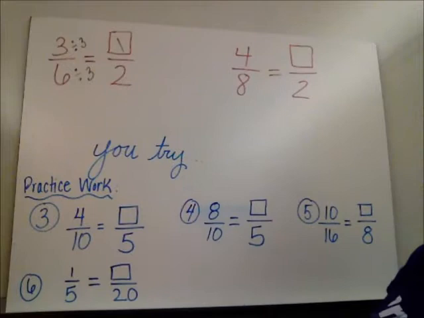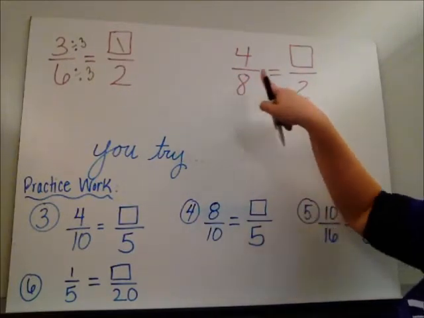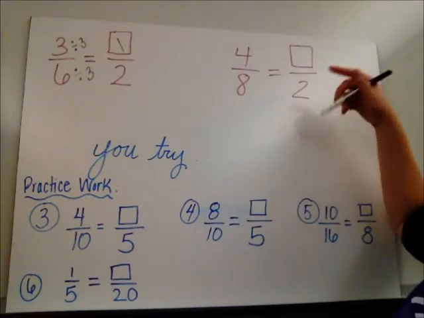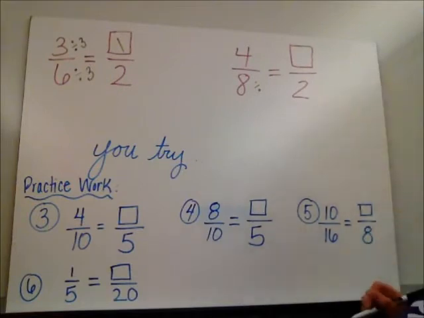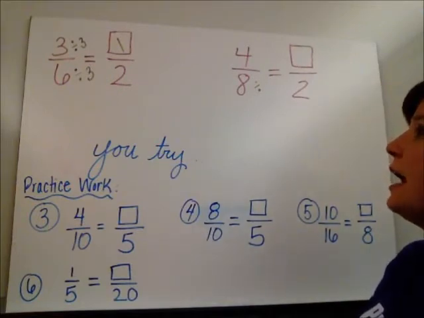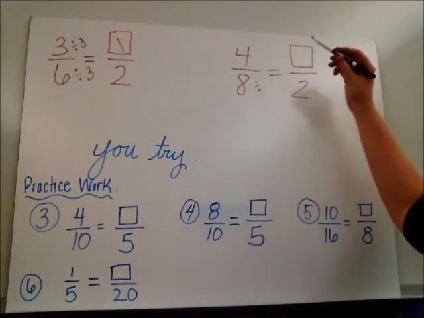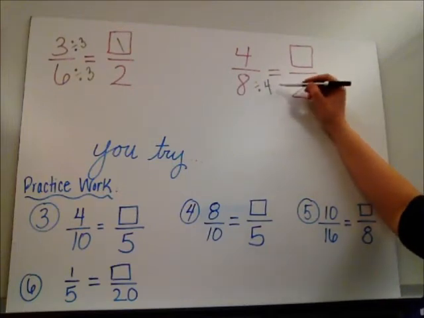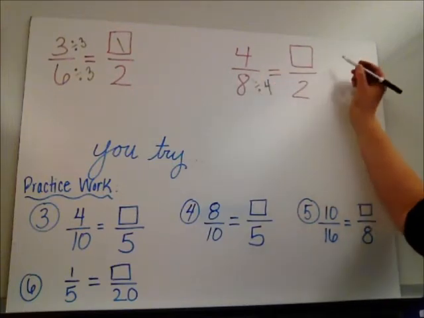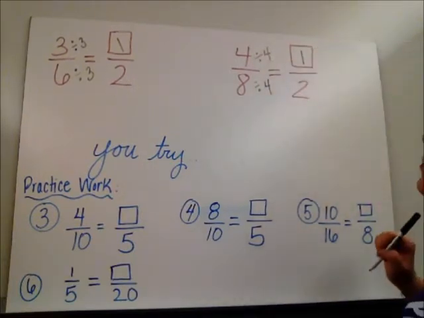All right, we have another problem over here the same kind of way. So we start with 4/8, and that's equivalent to some halves. So we're going to divide 8 by something to get 2. What would I divide 8 by to get 2? I would divide it by 4, because 4 times 2 equals 8. Do the same thing, divide 4 by 4 up here, and we get 1.